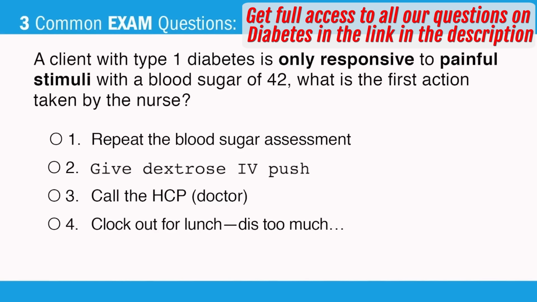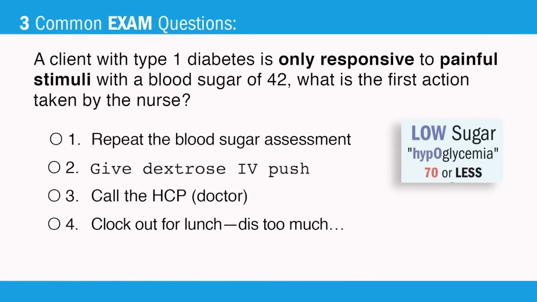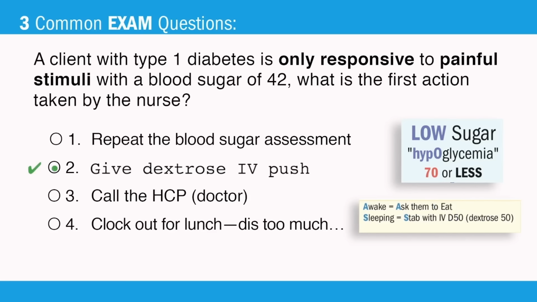Now, 3 common test questions for that low or high sugar. Here we go. Test question number 1. A client with type 1 diabetes is only responsive to painful stimuli. With a blood sugar of 42, what's the first action taken by the nurse? Guys, this is the worst case scenario here. Anything less than 70 is bad. So hypogly, the brain will die. Now, patient is not alert, only responsive to painful stimuli. So if they're not awake, we can't ask them to eat. Technically, the patient's asleep, so we stab them with dextrose IV, and then we reassess blood sugar in 15 minutes. Oh, and if you chose option 4, I'm shaking my head at you.